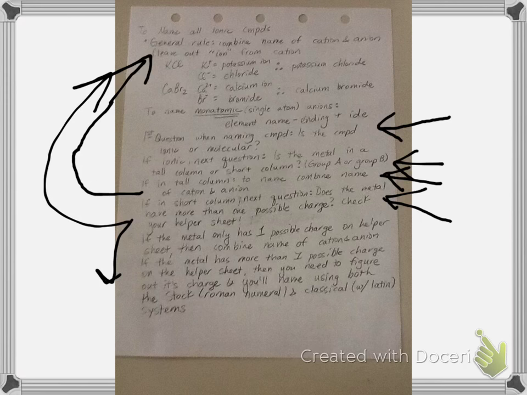Therefore, I don't have to use the stock system or the classical system to name them. However, if you look at copper or iron or quite a few of the other elements that are listed there, you'll see they have more than one possible charge. So when it has more than one possible charge on the helper sheet, we're still going to combine the name of the cation and the anion, but we have to somehow communicate which cation we mean. And to do that, you're still going to go through this system of questions. So the next question that I hope you're asking yourself is, how do I know what charge it has? So we're going to work through an example here.